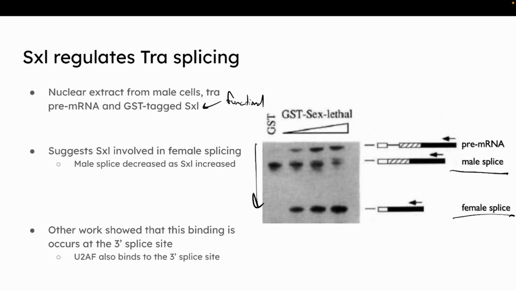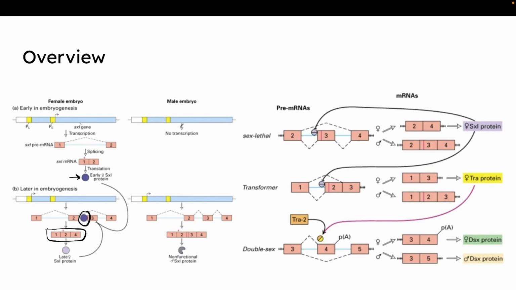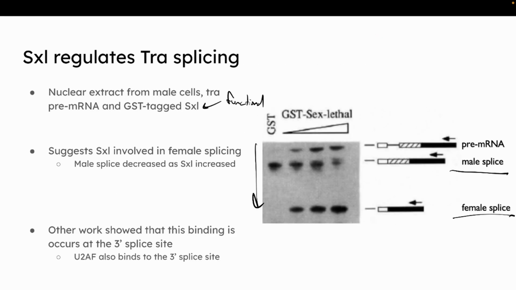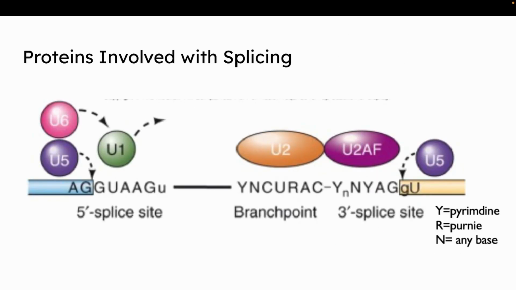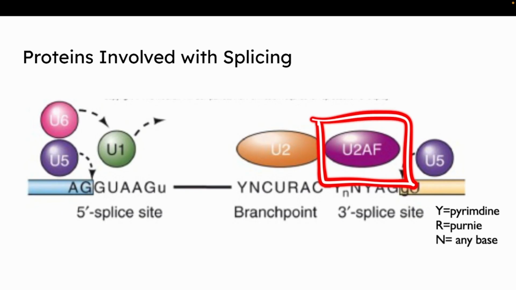This is good. And then later on, other work showed that this binding is at the 3' splice site. Remember, if we take a look here, 3' splice site. Remember, there's a 5', there's the branch point A, and there's the 3', right? And so some work showed that this was at the 3' splice site. But if I direct you all the way to the beginning, what also binds at the 3' splice site? See that? U2AF.